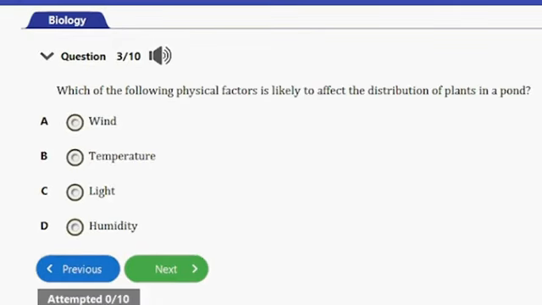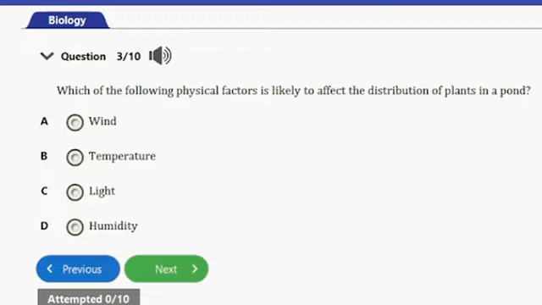So let's consider the next question, question number 3. It says, which of the following physical factors is likely to affect the distribution of plants in a pond? A. Wind. B. Temperature. C. Light. D. Humidity. So guys, the answer to this question is option C here, and that's light. Light actually affects the distribution of plants in a pond because it's necessary for photosynthesis.